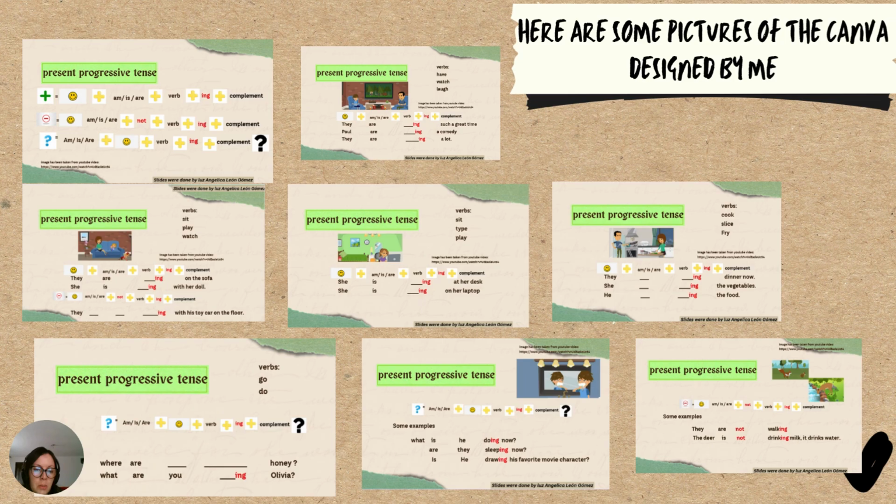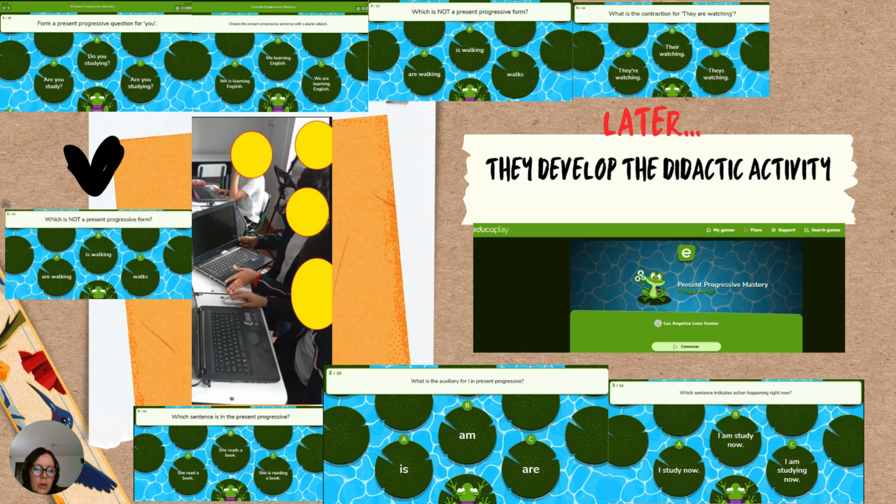For example, in positive way, highlighting the use of the verb to be plus the verb and ing plus complement. I did this exercise with positive sentences, with negative sentences, and with interrogative sentences. After that, we developed another activity that was the last activity. We developed a didactic activity that was made in Educaplay.